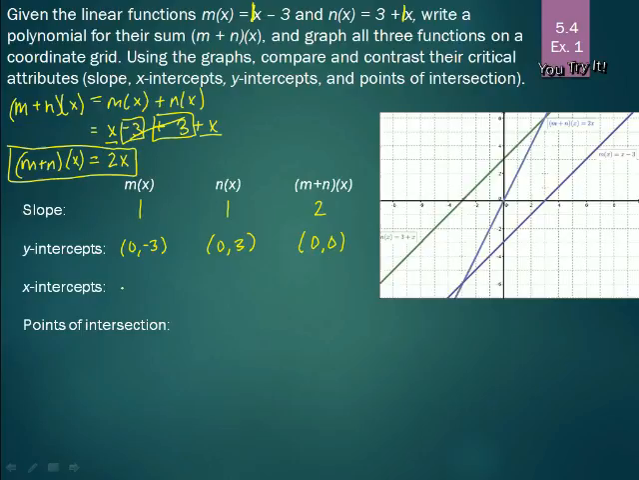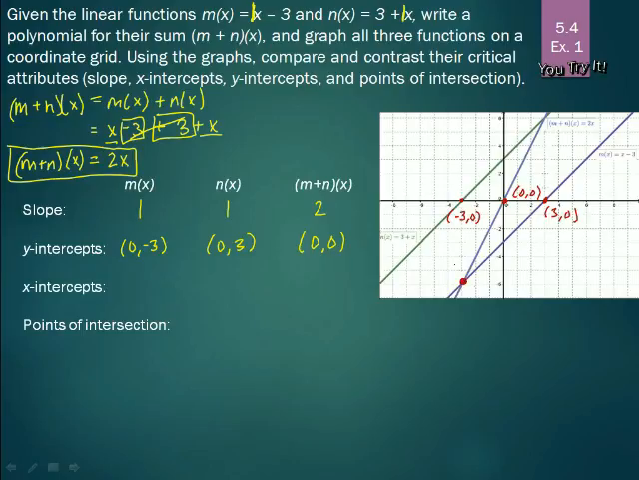And then for the x-intercepts, let's point those out in the graph. For m of x, we have 3, 0. For n of x, we have negative 3, 0. And then again, we have 0, 0. And then we can also see for the intersections that we have an intersection here at negative 3, negative 6.